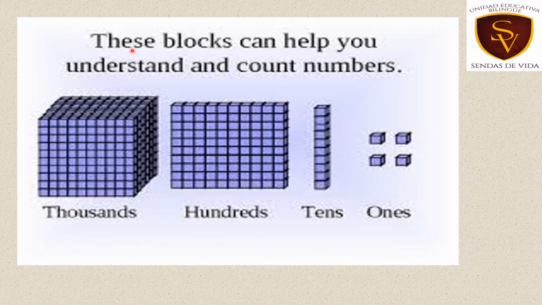Now, these blocks can help you understand and count numbers. In this case, this is a cube, and this cube represents the thousands. Do you see this square is only 100, only one block? But in this case, there are more blocks. They are 10 hundreds. 1, 2, 3, 4, 5, 6, 7, 8, 9, 10. 10 hundreds make 1,000, right?